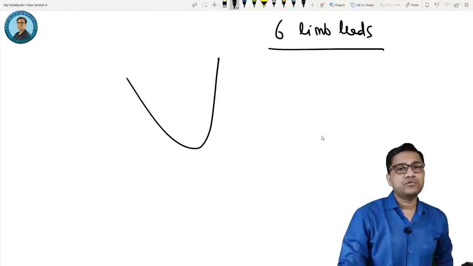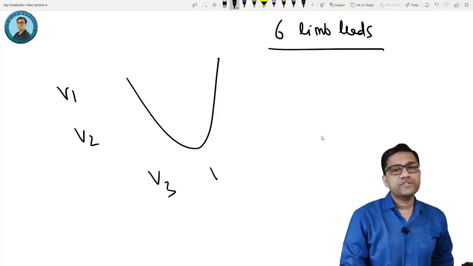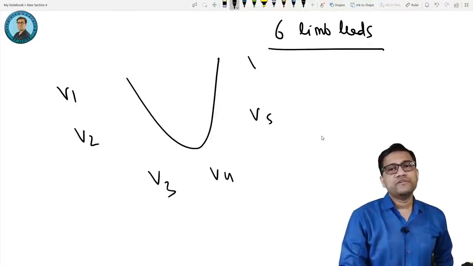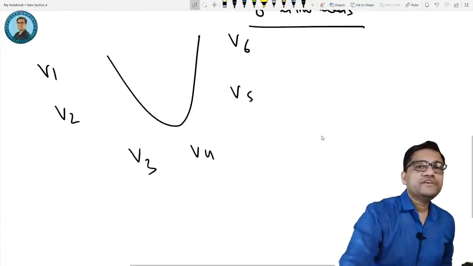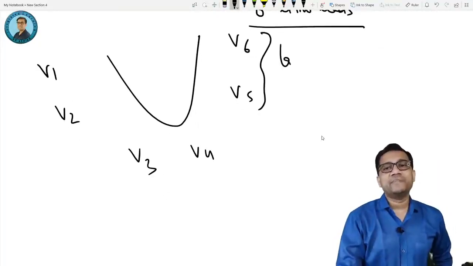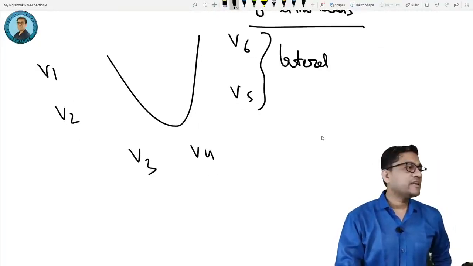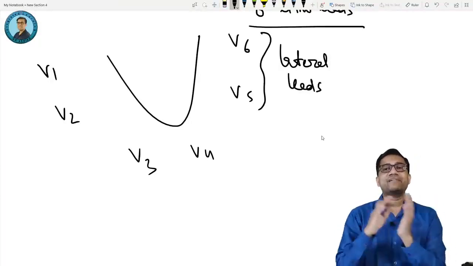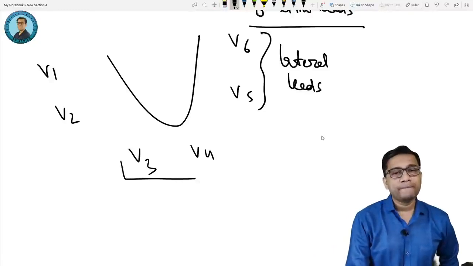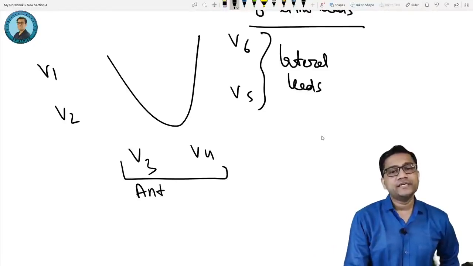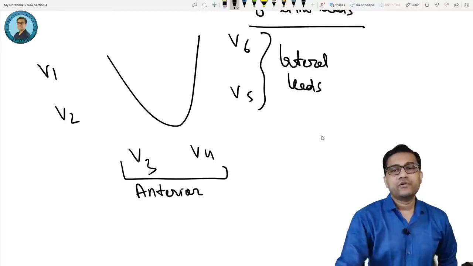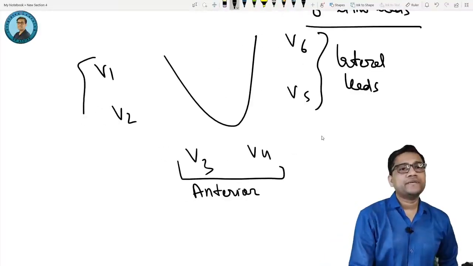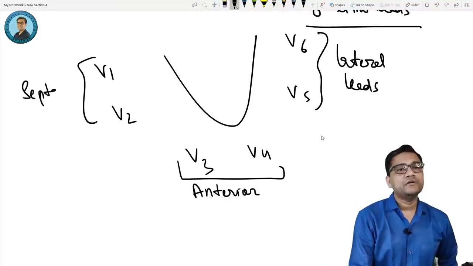Let's say this is the heart. This is V1, V2, V3, V4, V5, V6. So what are V5 and V6? They are lateral leads, and please make notes. I will try to provide them, but please make notes. These two are anterior leads, and these two are septal leads. So you will remember them.